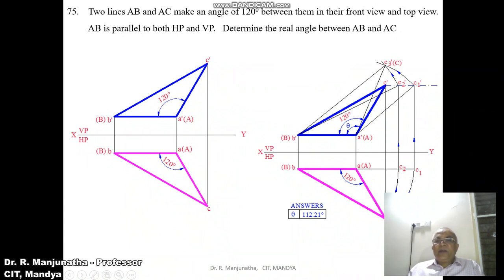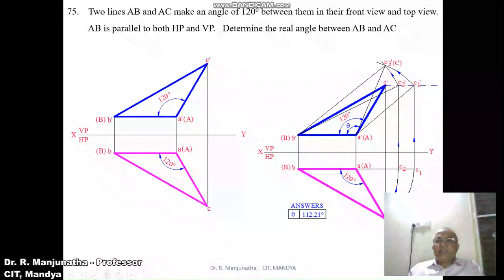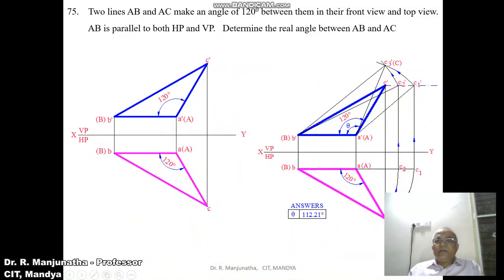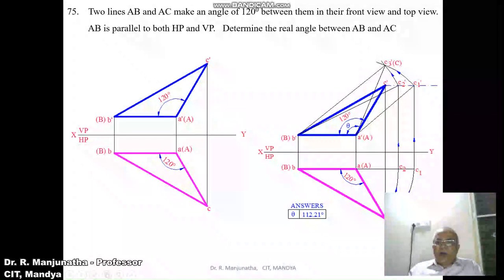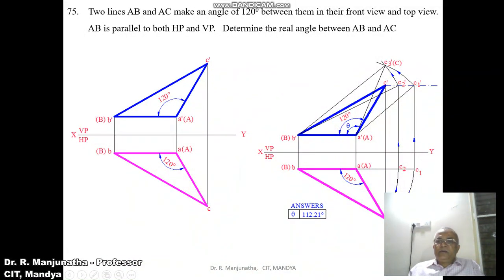But now we want to find the true length of A dash C dash. To find the true length in the front view, we have to take the top view line, which is AC. By using the compass, with A as center, taking the radius of AC, draw an arc so that it becomes horizontal. That means small AC1, and you mark this point as C1. This AC1 is the line which is parallel to VP. Once the line is parallel to VP, you get the true length in VP.